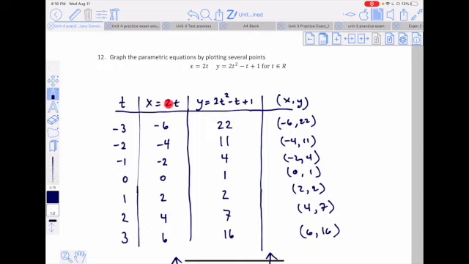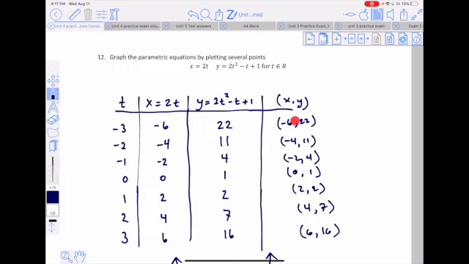X is going to be equal to 2 times whatever I choose for t. So if I choose -3 for t, then 2 times -3 is -6, and so on and so on. You can see I've just multiplied all of these by 2. This gives me my x values. Now my y values are also dependent on what I've chosen for t. So if t is -3, for example, -3 squared is 9, 9 times 2 is 18, 18 minus -3 is 21, 21 plus 1 is 22. So I've done that for all of these points. So these give me x and y coordinate pairs just right here that I can plot and graph.